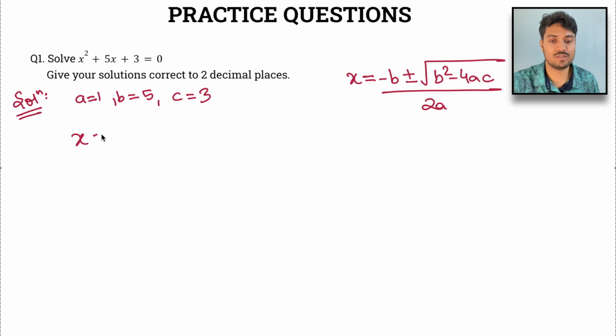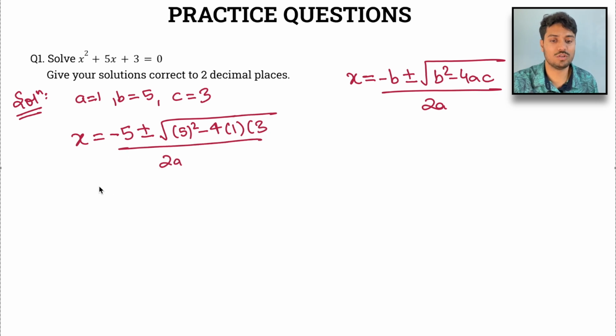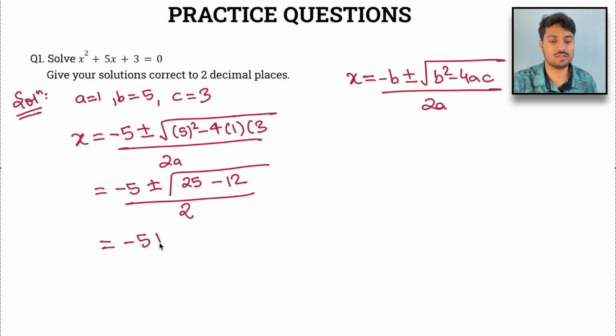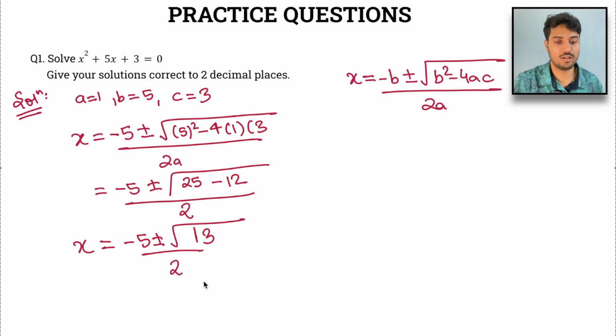So x is equals to minus b, so minus 5 plus minus under root of b square, that is 5 square, minus 4 into a, that is 1, into c, that is 3, whole divided by 2a, which is equals to minus 5 plus minus under root of 25 minus 12 divided by 2 into a. The value of a is 1, so 2 only, which is equals to minus 5 plus minus under root of 25 minus 12, that is 13, divided by 2.